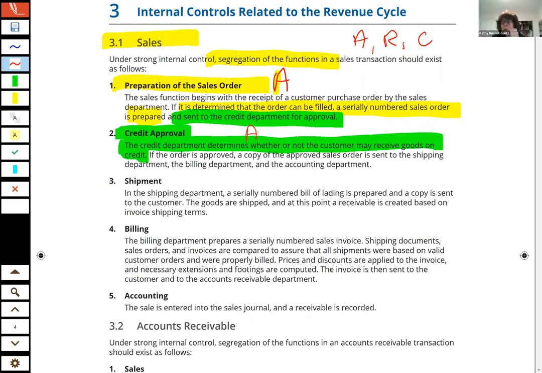Because one has to do with whether or not the customer exists, and the other has to do with an assessment of their ability to pay. Right. But why do we want to separate those? Because there's an incentive for the salespeople, who might be commission incented, for example, to be more generous than they should be on the credit side. I don't care if they can pay as long as I get my commission, right?